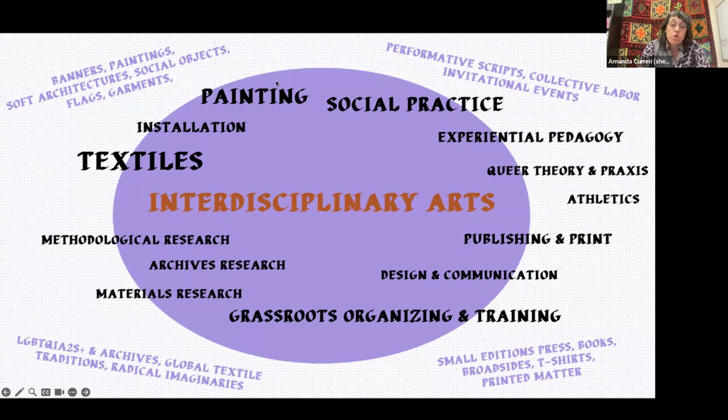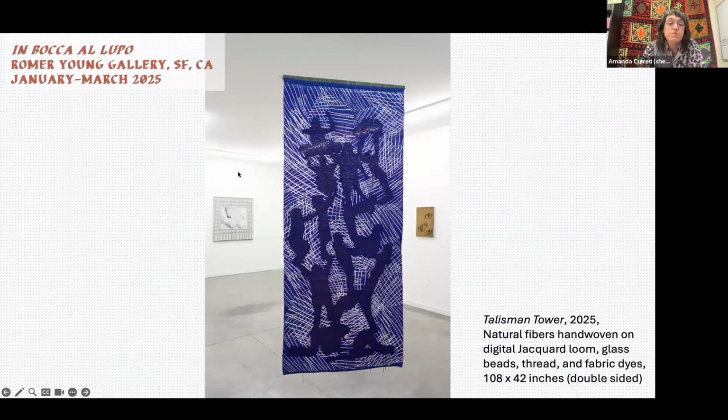And then more formal art forms are informed by my history with painting, which has really translated into textiles in the past 10 years because of their accessibility, their touch. And this looks like banners, paintings, soft architectures, social objects, flags, and garments.